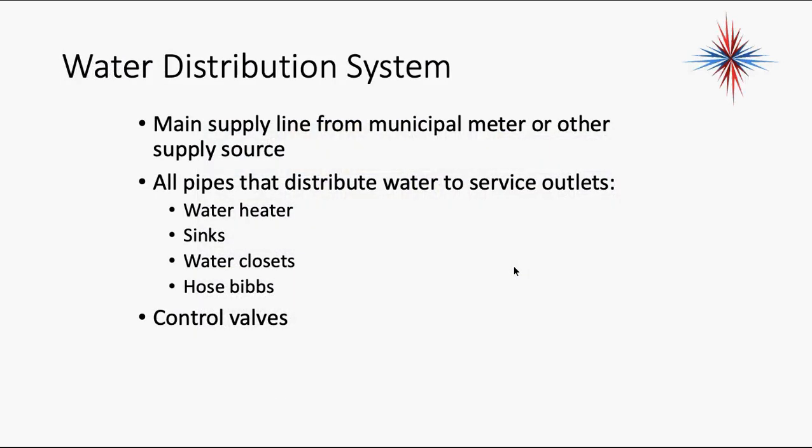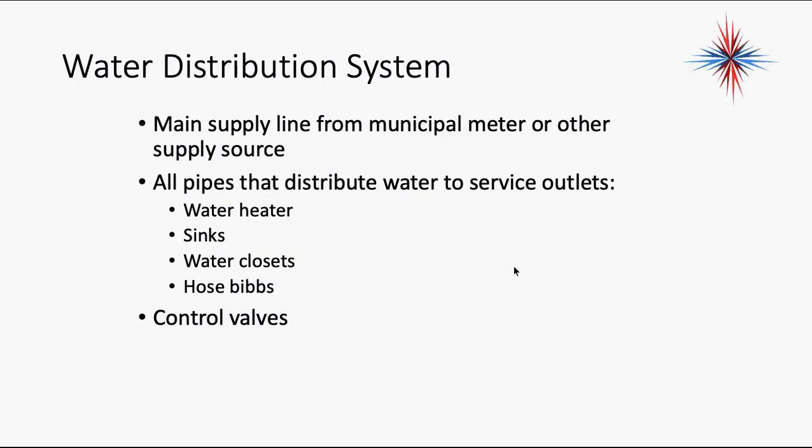So, a water distribution system. When we're looking at prints and see a water distribution system, it's the main supply line from a municipal meter. In other words, the town's meter or another supply source. It could be a well, or a water tower. It's your main supply line, and it contains all the pipes that distribute water to the service outlets, like going to a water heater, to the sinks, to the restrooms, to any outside hose bibs. It includes all the control valves.